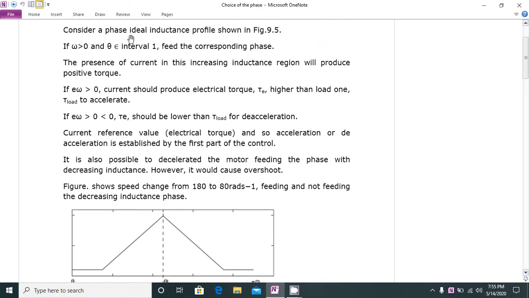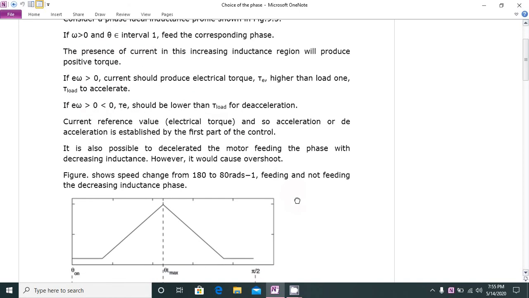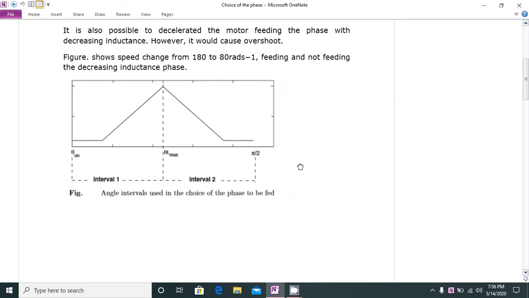That is considering a phase ideal inductance. Speed greater than 0, theta belongs to interval 1, and speed error greater than 0: the current should produce electrical torque higher than the load torque to accelerate. If the speed error is less than 0, the electrical torque should be lower than the load torque for deceleration. So in this figure, see that.